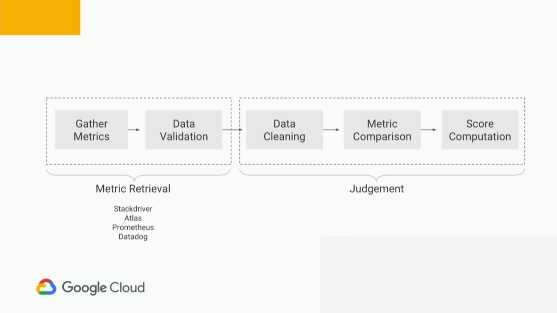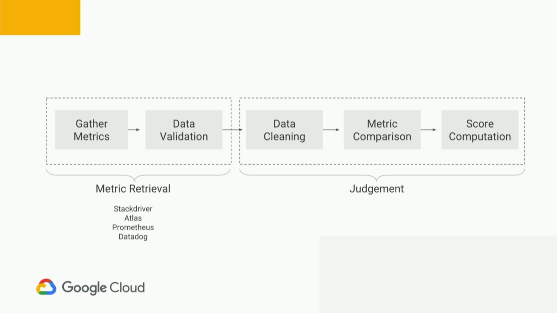When Kayenta is actually performing each analysis, these are the steps it takes. It will gather the metrics for both the baseline and the canary for each metric that's defined in the configuration file. That's why it's important that we can separate those out, and they have to be tagged properly so we know, is this a canary metric or is this a baseline or production metric? We'll validate that we got the data that we expected, and align the data together so that the similar metrics from baseline and canary line up.